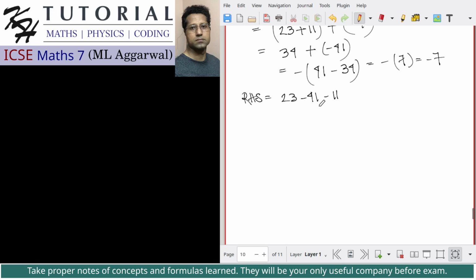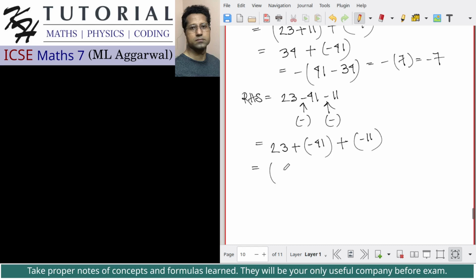We see in this numerical expression there are two subtraction operations. So I will convert the subtraction operations to addition operations. So 23 minus 41 will be 23 plus the additive inverse of 41, which is minus 41. Again, minus 11 can be converted as plus the additive inverse of 11, which is minus 11. So now we have to add three integers, which are 23, minus 41 and minus 11.